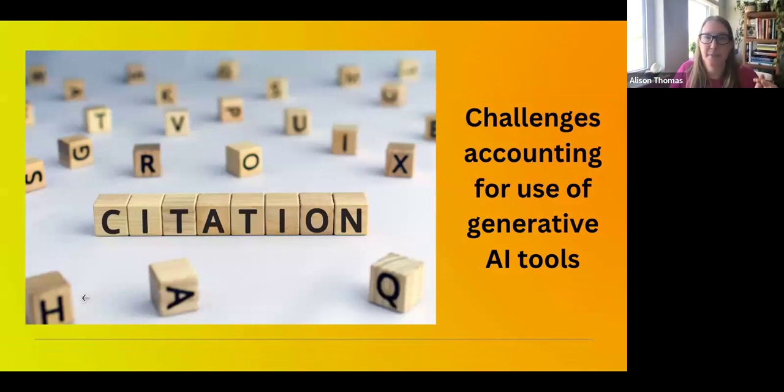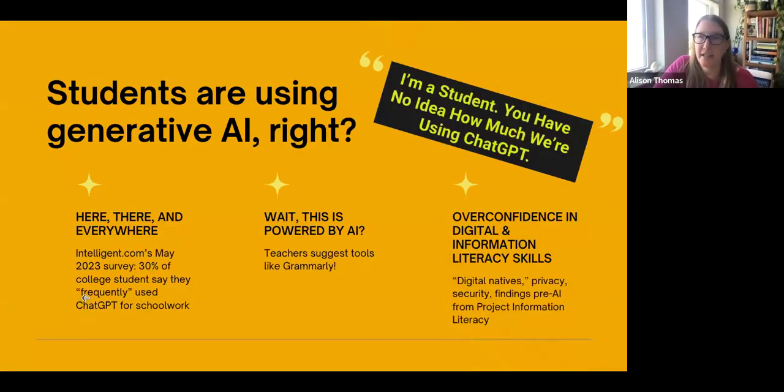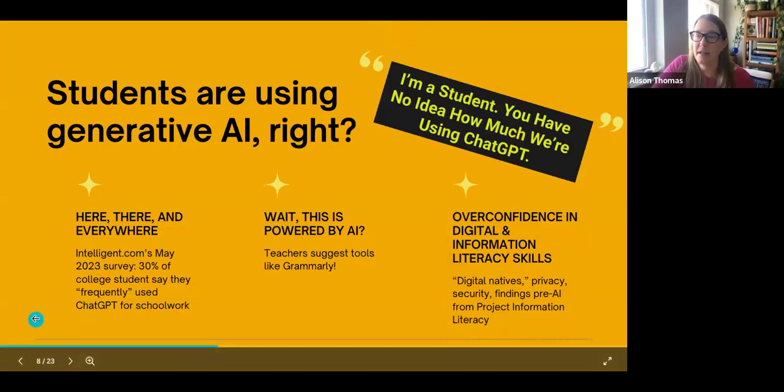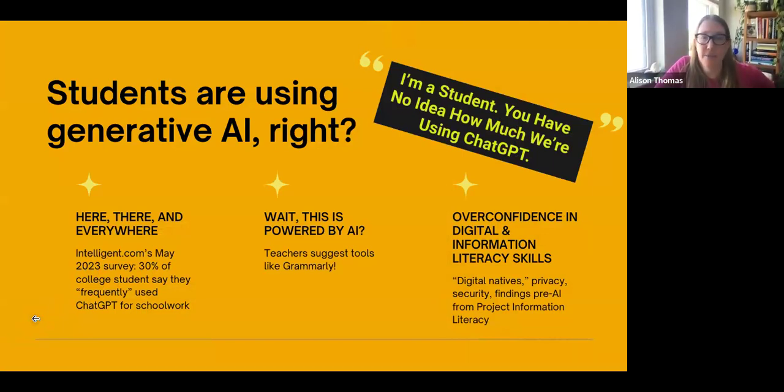So I think our questions absolutely suggest that there are challenges for accounting for the use of generative AI tools in an academic project. But first, I'll acknowledge that students are in fact using generative AI. The study I'm referring to here, intelligent.com, did a 2023 survey, which seems like forever ago in terms of the developments of AI. When I look at this survey that says 30% of college students are frequently using ChatGPT for schoolwork, a year out, my experience has been that number has gone up, is going up.